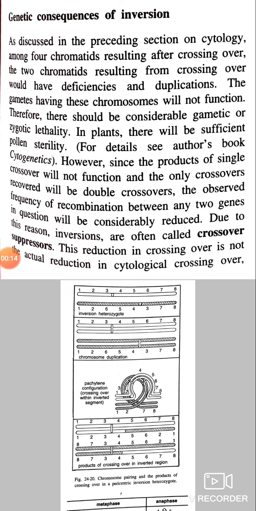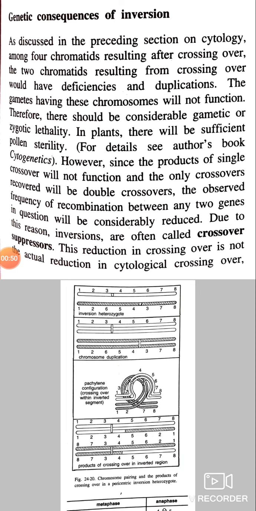As discussed in the preceding section on cytology, among the four chromatids resulting after crossing over, the two chromatids resulting from crossing over would have deficiencies and duplications. The gametes having these chromosomes will not function. Therefore, there should be considerable gametic or zygotic lethality. In plants, there will be sufficient pollen sterility.